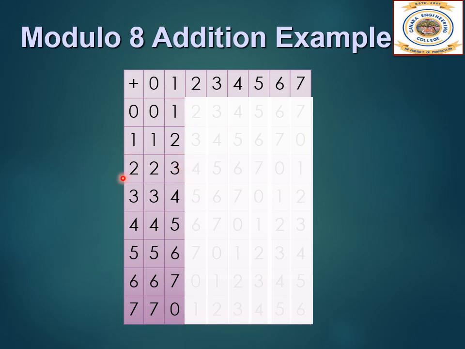1 plus 2 is 3. 1 plus 3 is 4. 1 plus 4 is 5. 1 plus 5 is 6. 1 plus 6 is 7. 1 plus 7, yes, here the entry is 0. How is that possible? It should have been 8, right?